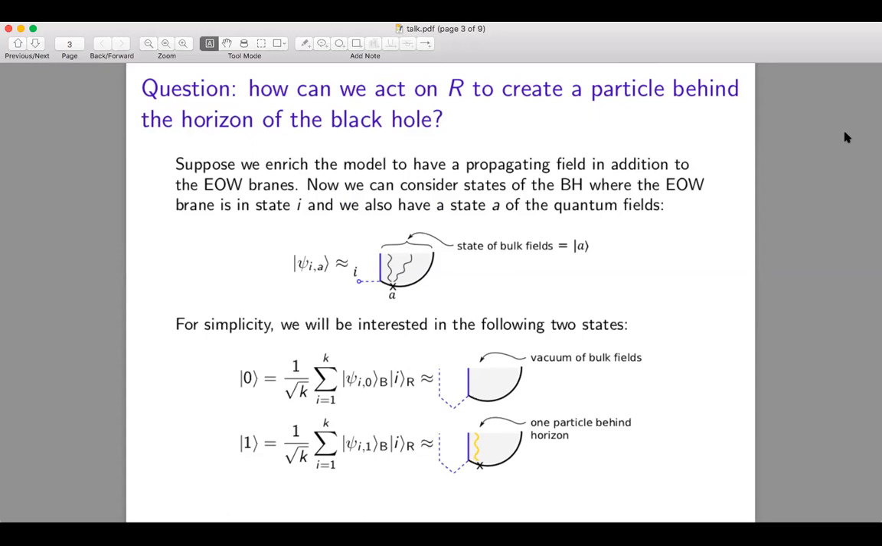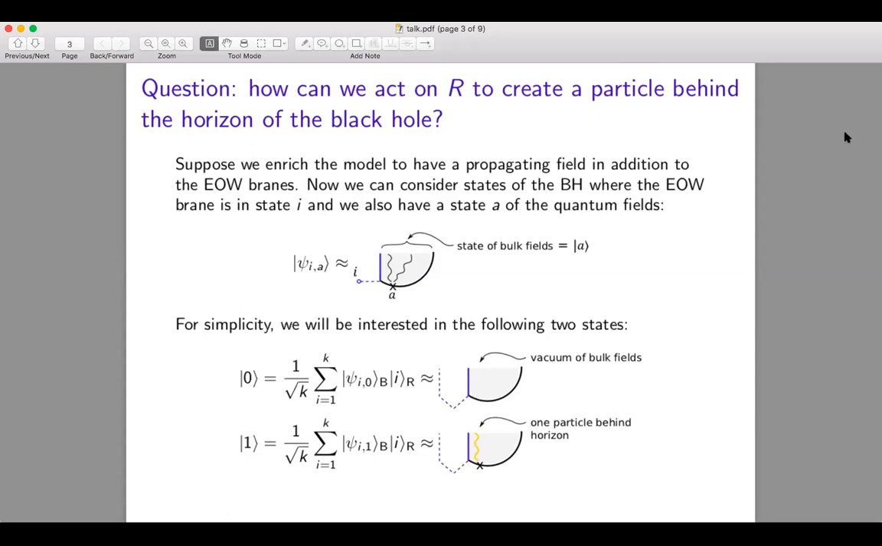it's expected that by acting on the radiation system R, it should be possible to control the region behind the horizon where the end of the world brains live. In particular, there should be operators that act only on the radiation system R that create or destroy quanta behind the horizon of the black hole.